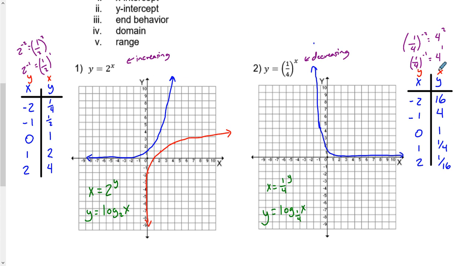On this one, again, we switch them. So 1/16, 2 would be like right there. 1/4, 1, 1, 0, 4, -1, and 16, -2. Well, what that means is our graph is going to look like this. It would run along the y-axis. I'm trying to be as careful as I possibly can. And there will be our graph.